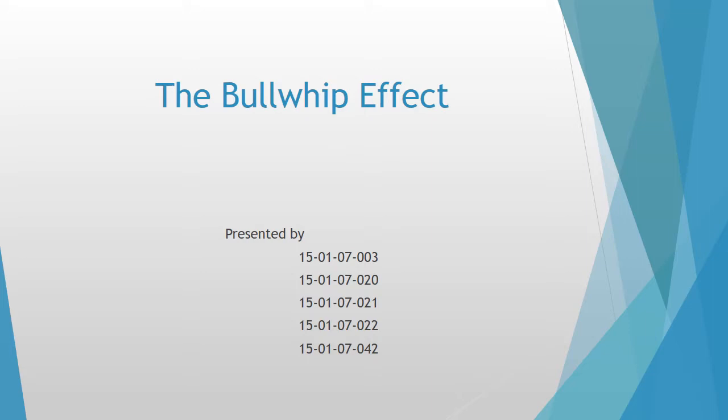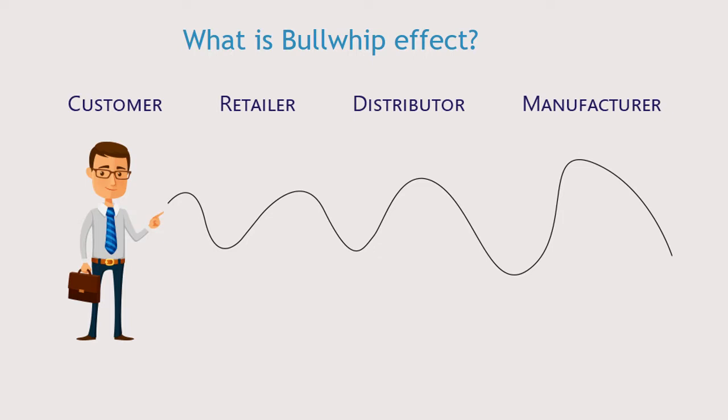This concept first appeared by J. Foster in 1961 in the Industrial Dynamics book, and thus it is also known as the Foster effect. The Bullwhip effect was named for the way the amplitude of a wave increased down its length. Let's come to the main point. What is the Bullwhip effect?